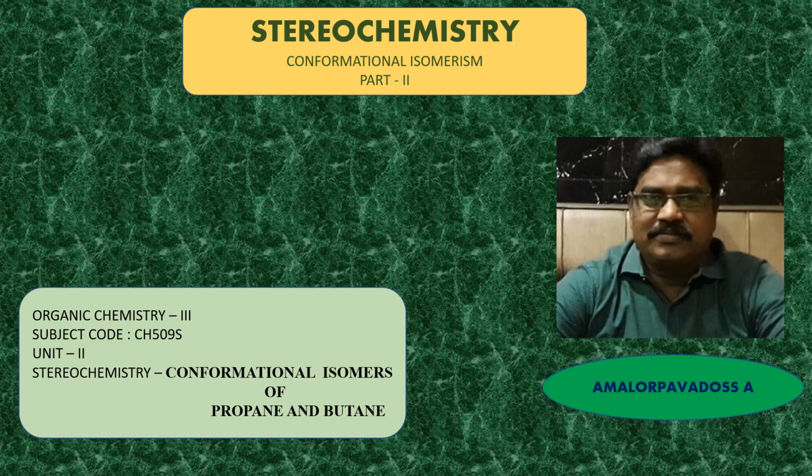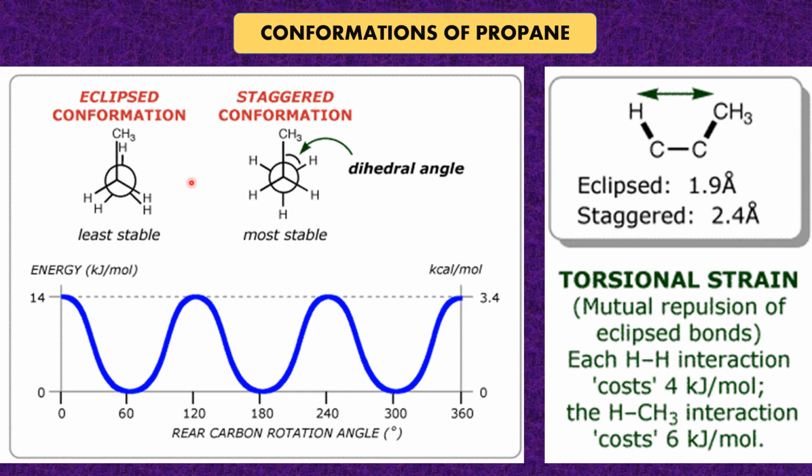Welcome all for the lesson on conformational isomers of propane and butane. As we have seen in the previous module, conformational isomers are the different three-dimensional structures obtained for the same molecule when we do a complete rotation about a carbon-carbon single bond in the molecule. Now we are going to discuss the conformations of propane.